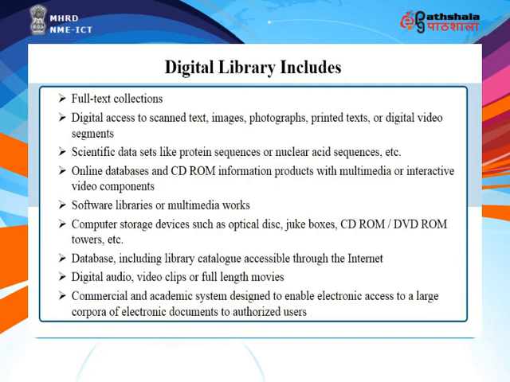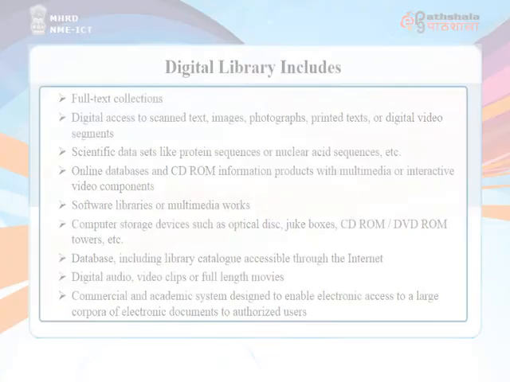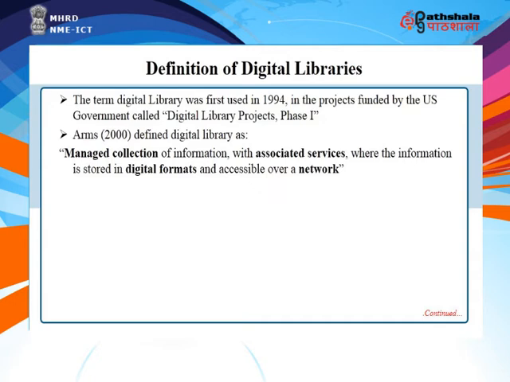Databases including library catalogs accessible through the internet. Digital audio video clips or full-length movies. Commercial and academic systems designed to enable electronic access to large corpora of electronic documents to authorized users. The term digital library was first used in 1994 in projects funded by the US government called Digital Library Projects Phase 1. ARMS defined digital library as a managed collection of information with associated services, where the information is stored in digital formats and accessible over a network.